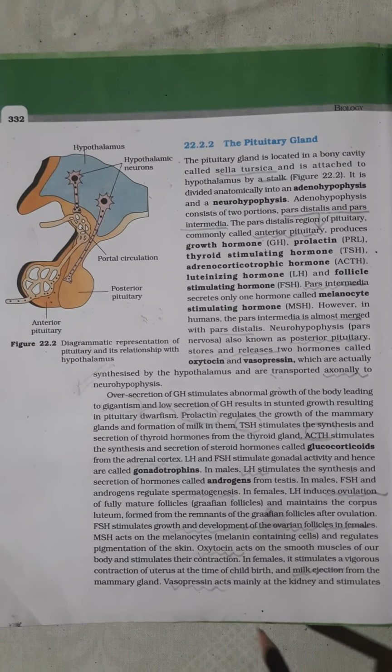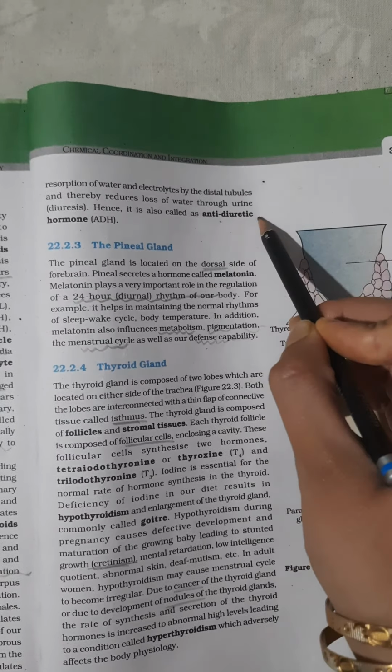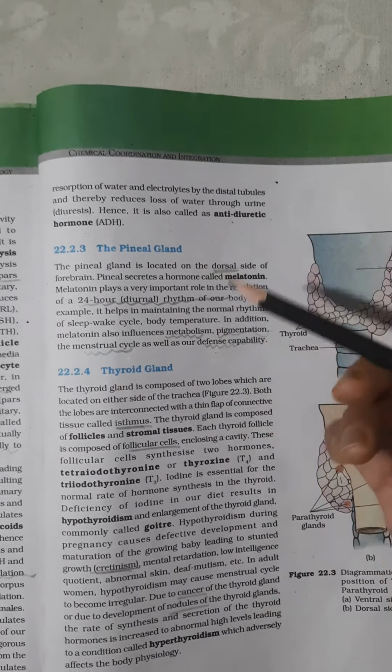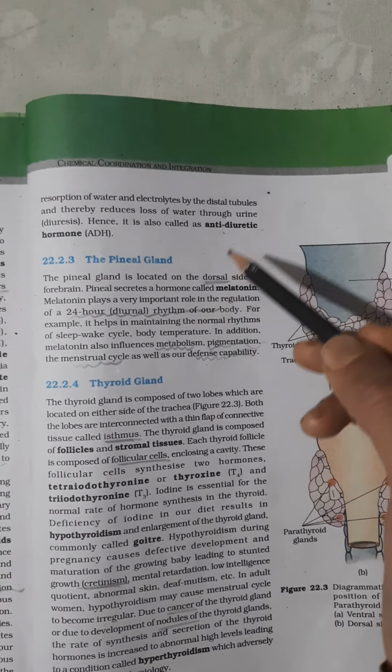Then vasopressin, it acts on the kidneys and it is also known as ADH or antidiuretic hormone because it reduces the loss of water, and loss of water is called diuresis. So it is acting against that, so it is called ADH.